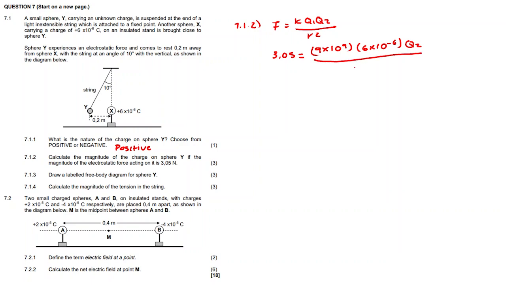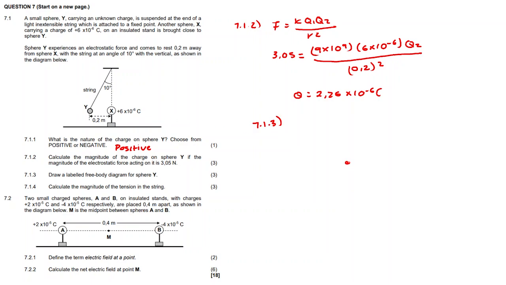We have the distance between them being 0.2, and this is squared. And when we rearrange and plug all of that into the calculator, we should get 2.26 times 10 to the power negative 6 coulombs. Question 7.1.3. Draw a labeled free body diagram for sphere y.